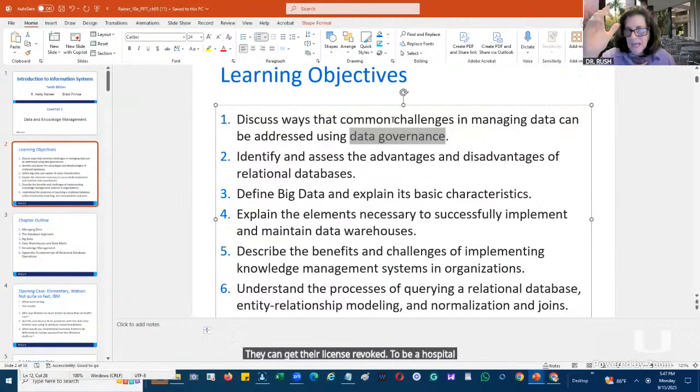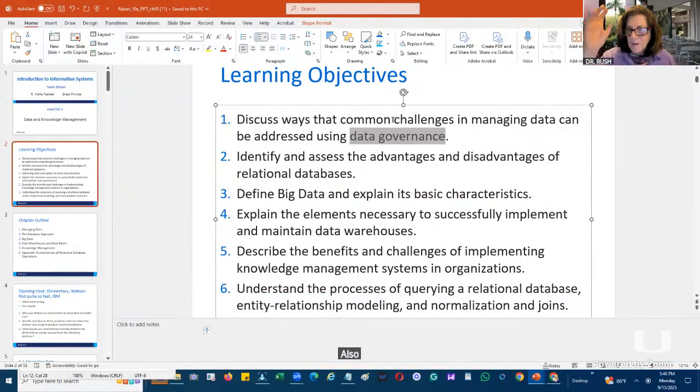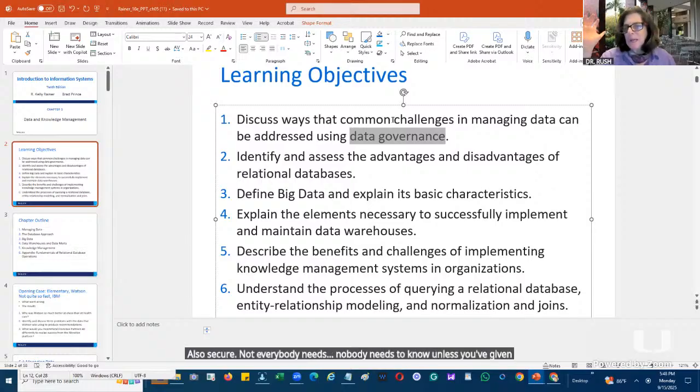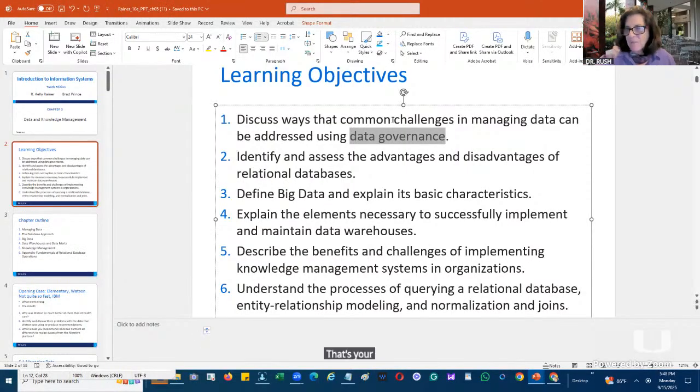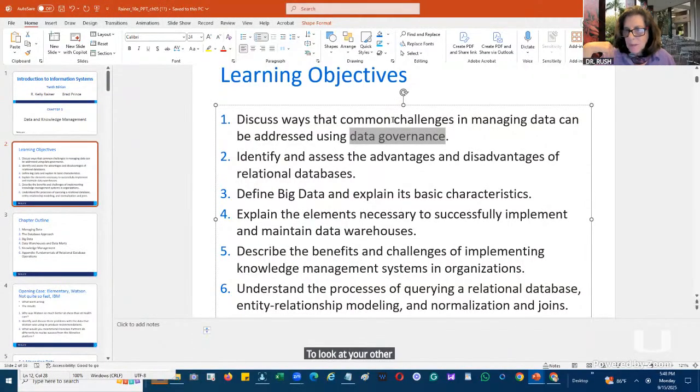Can you imagine that? Part of education, there are rules in education that tell them they have to keep your information secure also. Nobody needs to know your GPA unless you've given permission. That's your business. I have permission, but you know what? I do not have permission to look at your other grades. I have no business on that. I'm not your advisor, right? But I need to know how you're doing.